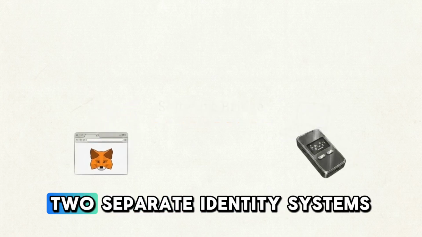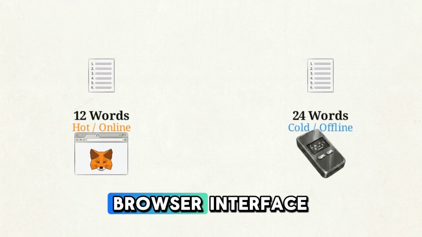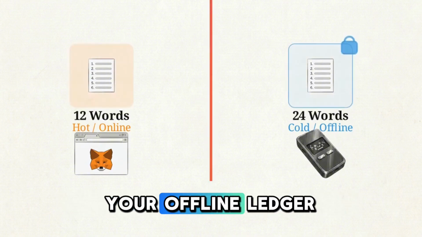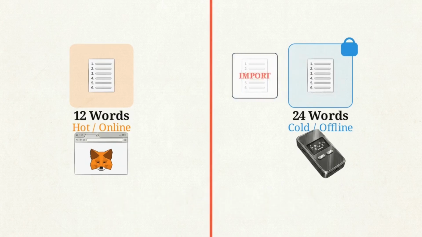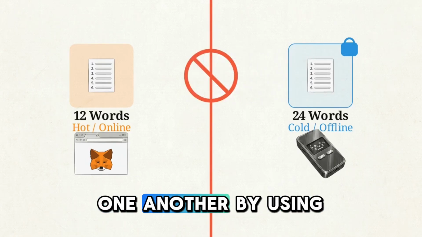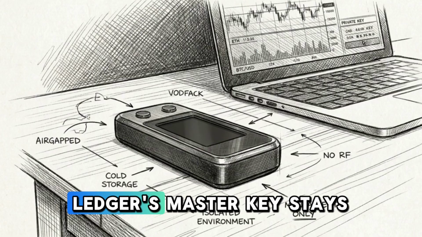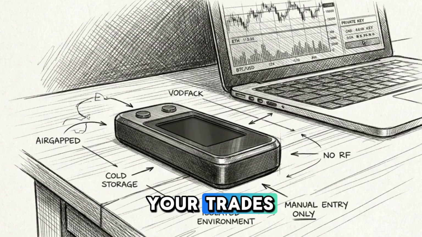Understand you now have two separate identity systems. The 12-word phrase is for your online browser interface, while your 24-word phrase remains strictly for your offline ledger. These systems must remain entirely segregated. They are never meant to be imported into one another. By using a separate software seed for the interface, your ledger's master key stays air-gapped while the browser handles the internet traffic for your trades.